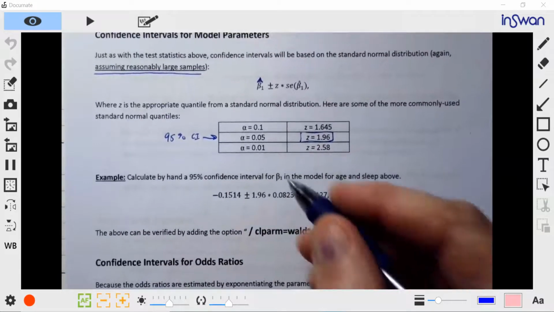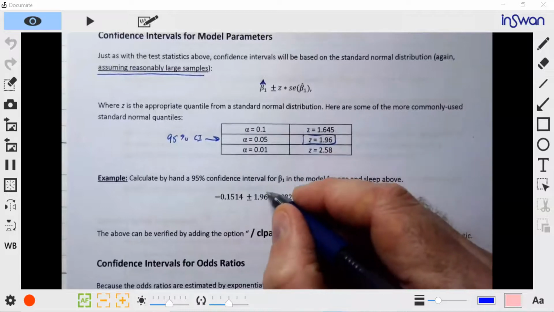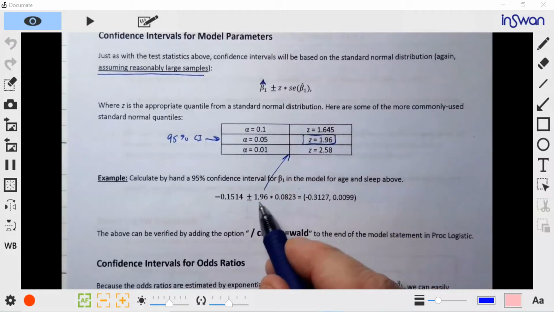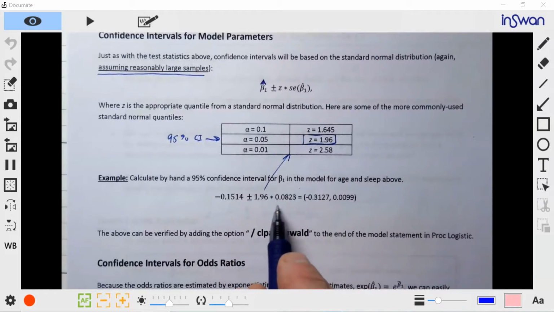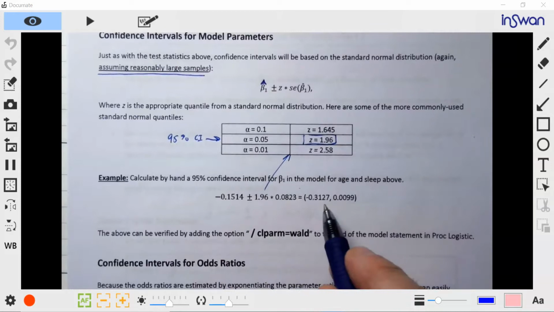So if I want a 95% confidence interval, 1.96 comes from that table. So there's negative 1.514, our beta 1 hat, plus or minus 1.96 times 0.0823. If I calculate that out, I'll get negative 3.127 to 0.0099.